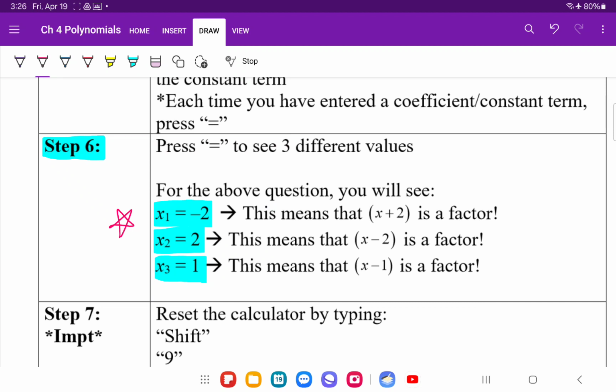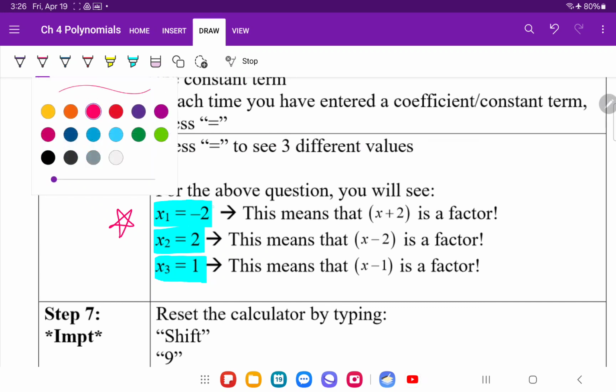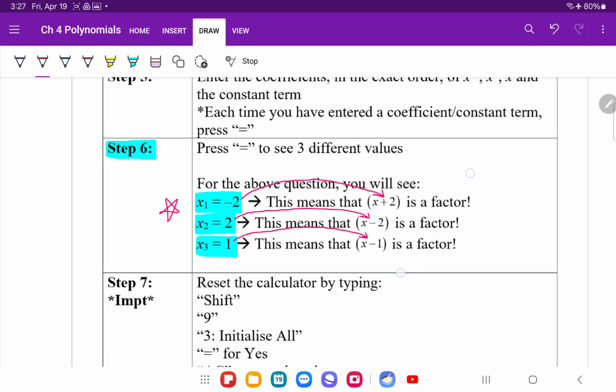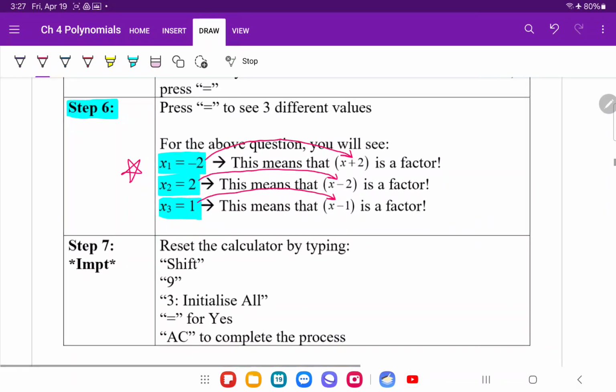Now, with these 3 values, we can actually work backwards from the -2 and tell ourselves that x plus 2 is a factor. If you got a 2, then x minus 2 is a factor. If you get a 1, x minus 1 is the factor. So this is a very easy way to get the factors without even trying your luck.